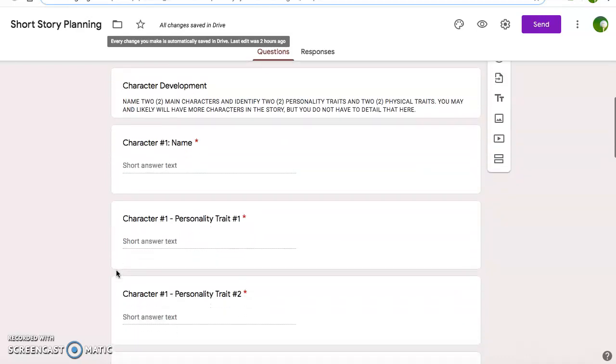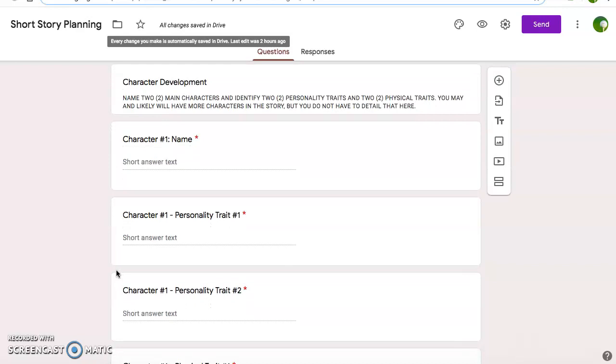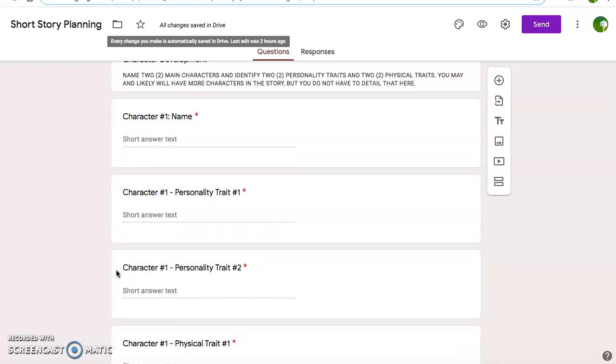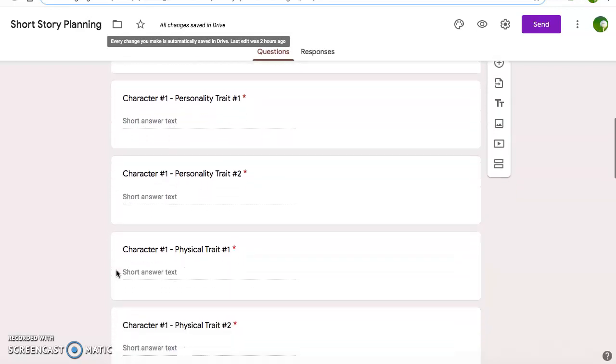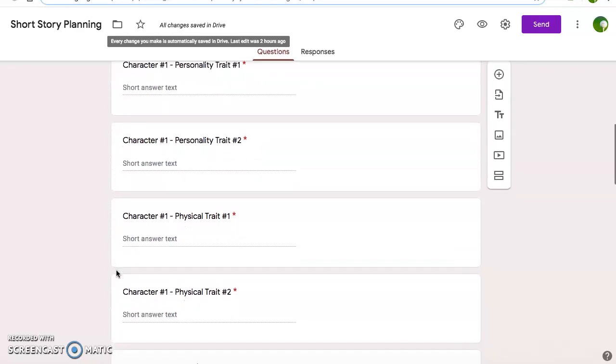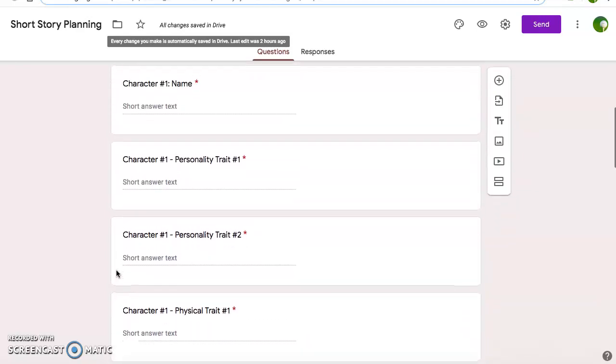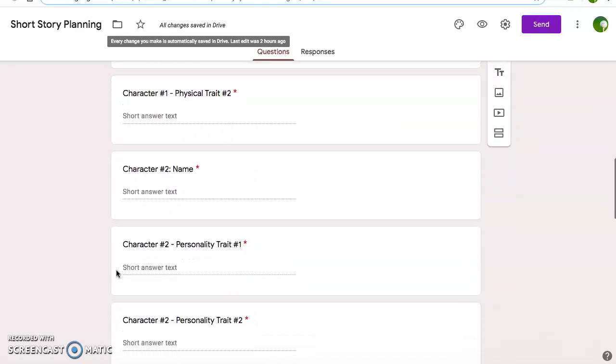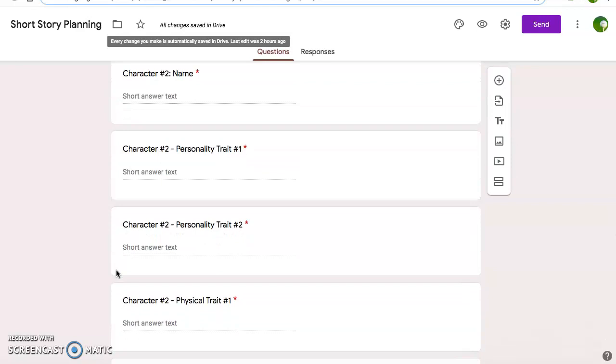The next thing you're going to do is work with character development. I ask you to think about 2 characters here. You certainly can have more characters in your story. But just to get started, I want you to think about 2 characters and 4 traits of those 2 characters: 2 personality traits and 2 physical traits. Right? So you'd have character 1, their name, followed by 2 personality traits and 2 physical traits, and then do the same thing for character 2.